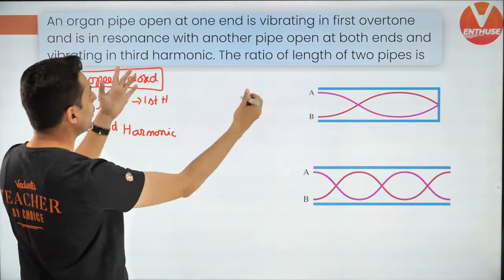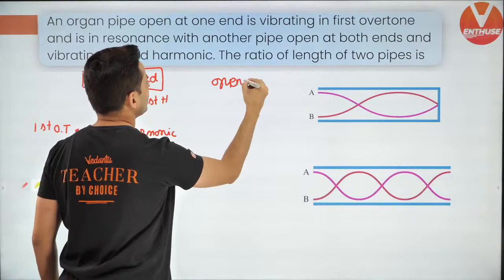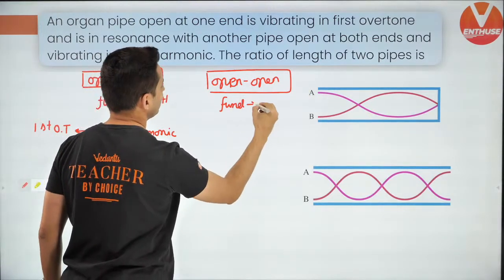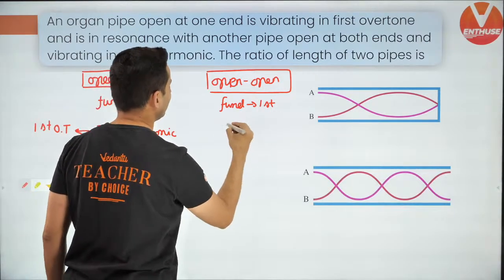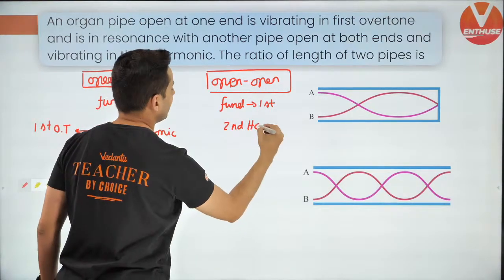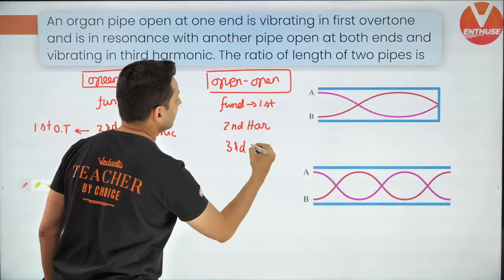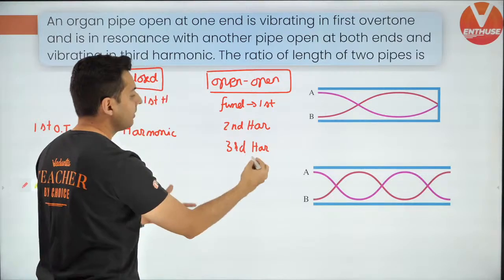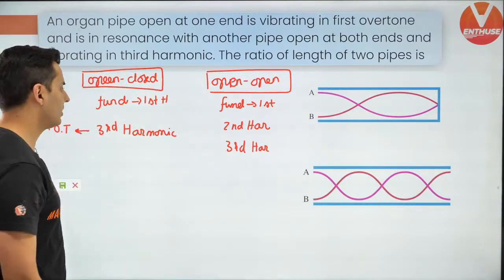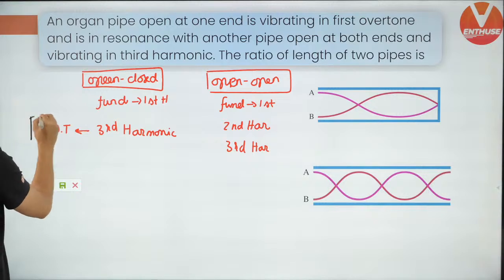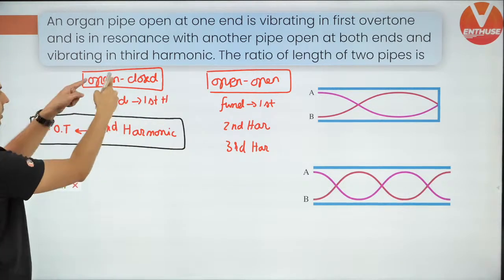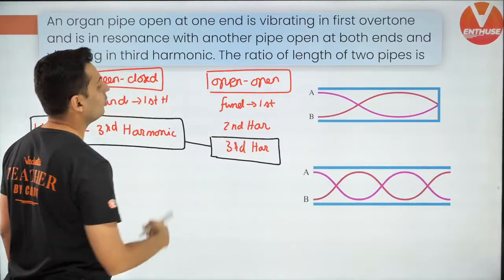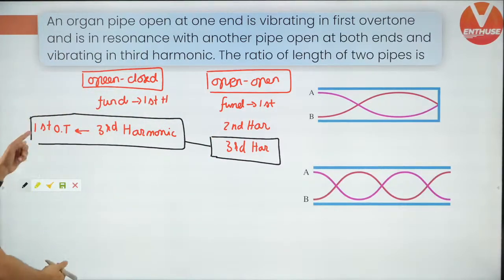And another pipe open at both ends. When the pipe is open at both ends, you have the fundamental, which is the first harmonic, then the second harmonic, and then you also have the third harmonic. In open ends, all harmonics are present. There is nothing like only odd will be present. Now, according to the question, this first overtone, which is the third harmonic of this pipe, matches with the third harmonic of a pipe open at both ends. Now it's just formula substitution.